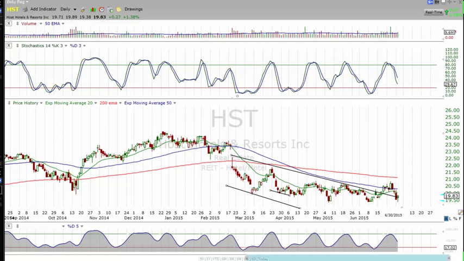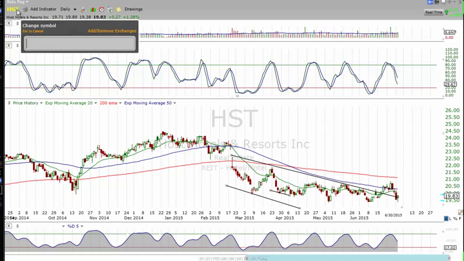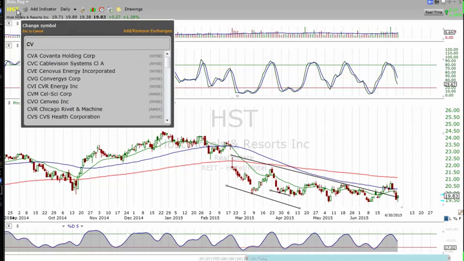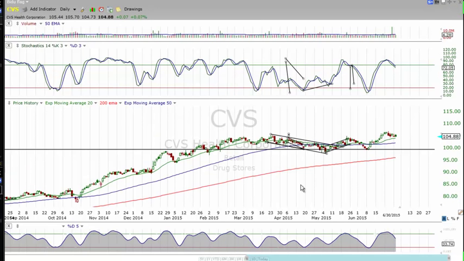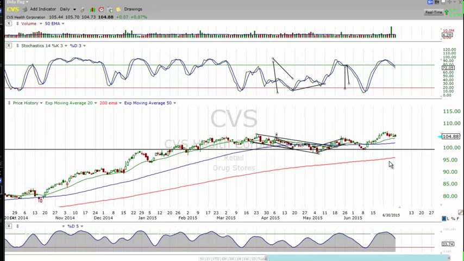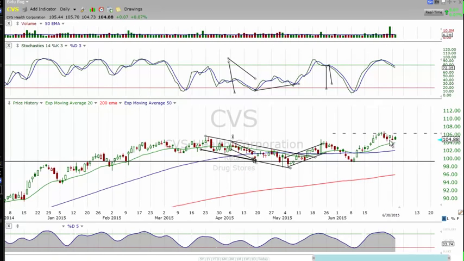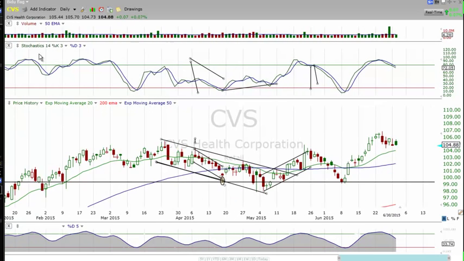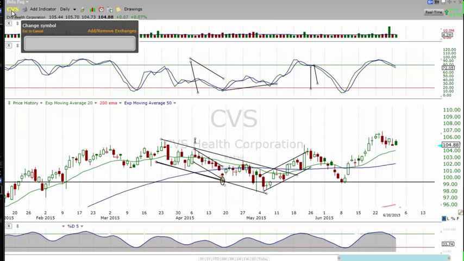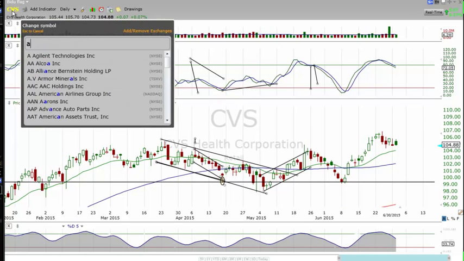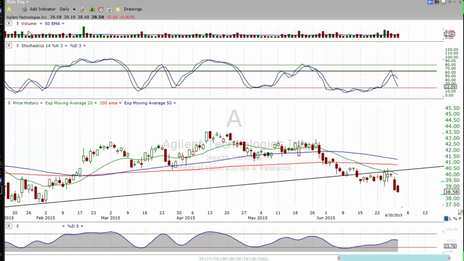Just to recap, we got 1, 2, 3, 4, 5, 6 stocks that came on the list of things that are kind of interesting. CVS is a beautiful flag, also a very strong one. That falls into two categories. It looks great, the CVS. Very nice. Possible lane divergence is Agilent, but it hasn't performed that yet.